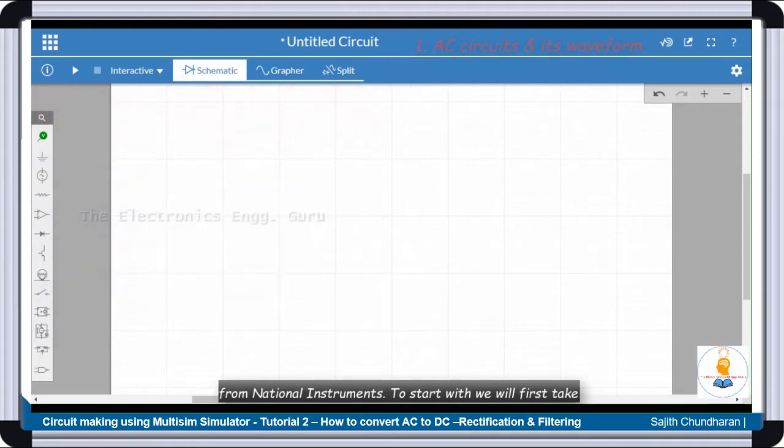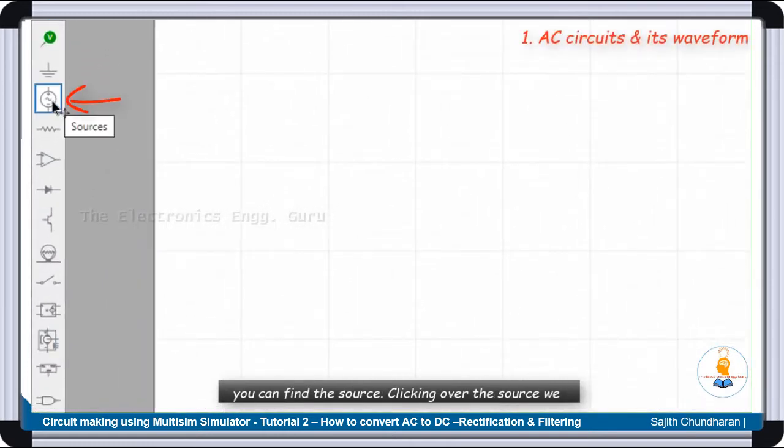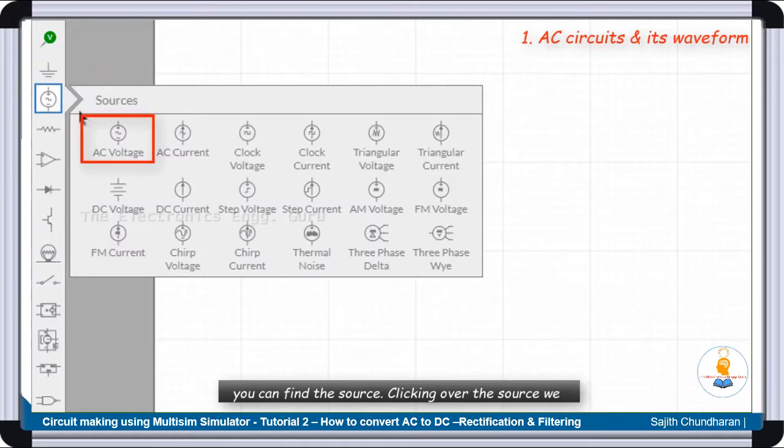To start with, we will first take a source. So where do I get a source? Coming over here, you can find the source. Clicking over the source, you'll see there are a number of types of source: AC voltage, AC current, clock voltage, clock current, DC voltage, DC current. There are a lot of voltages available. For this particular topic, we need AC voltage. Let us click on the AC voltage now.